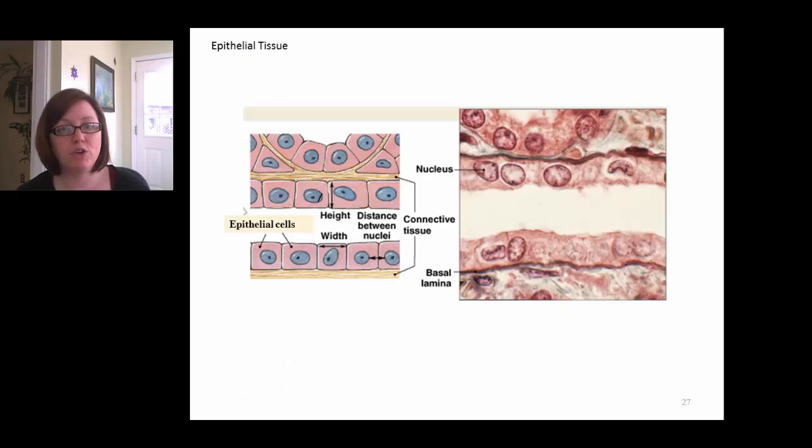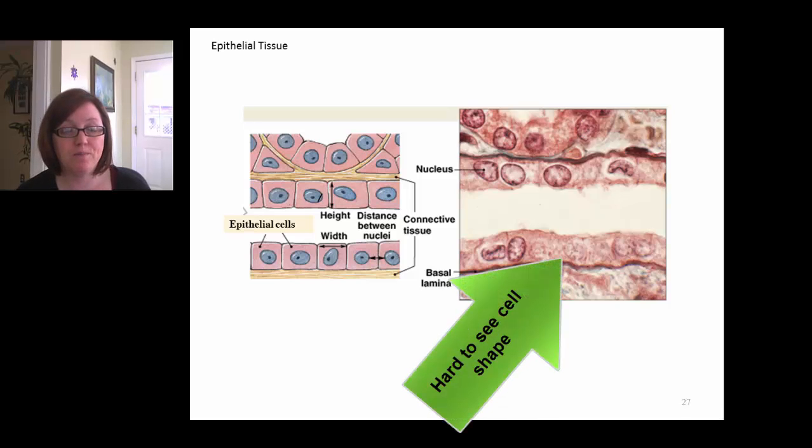And this is just another picture showing you the same thing of the simple cuboidal epithelial tissue. Again, looking at a longitudinal section and part of a cross section of a kidney tubule. What I like about this picture is it doesn't show us the shape of the cell. And so I wanted to give you some tips at this point.